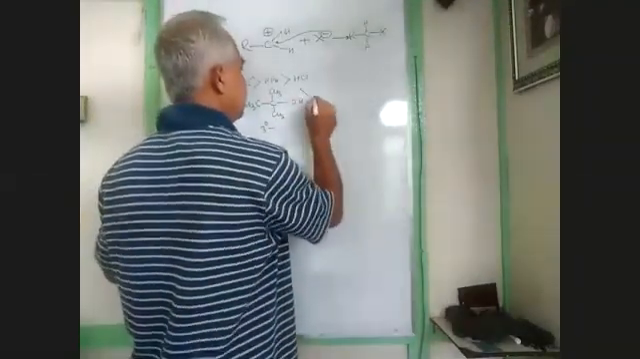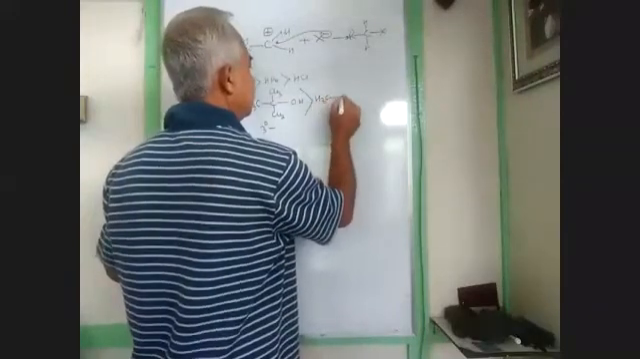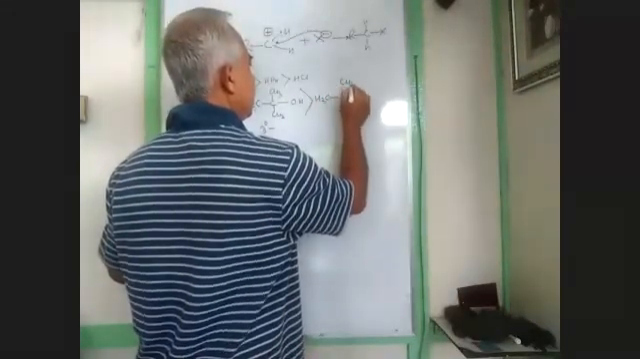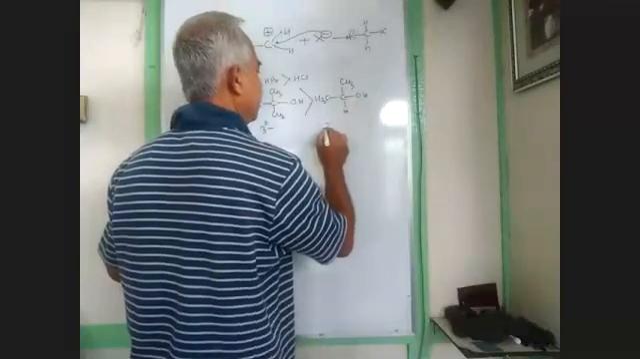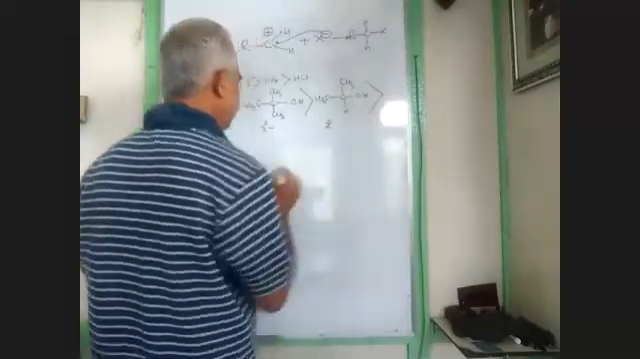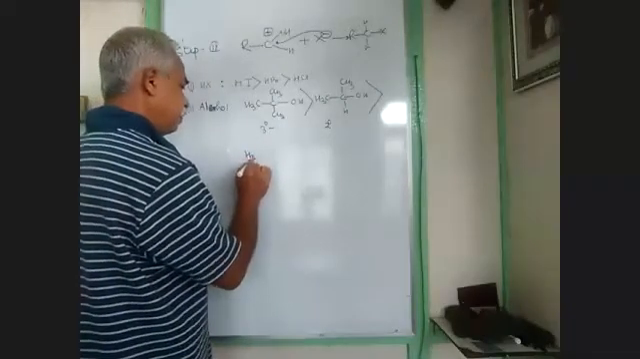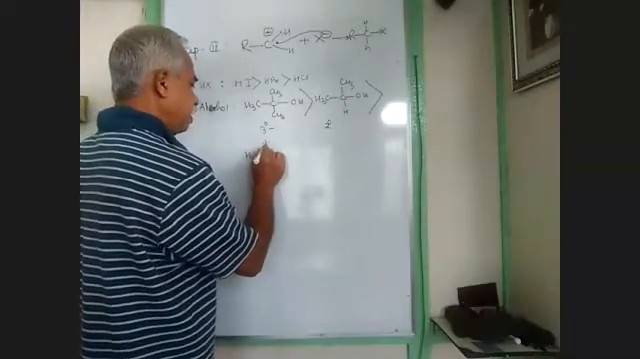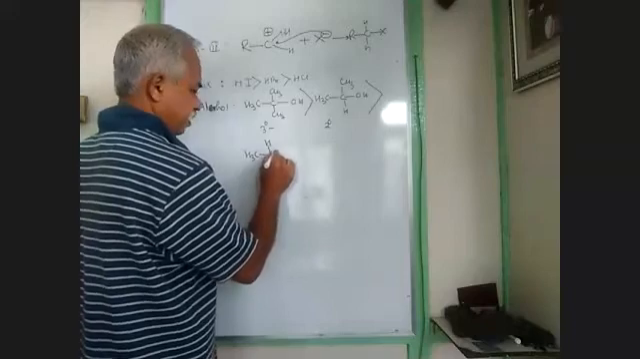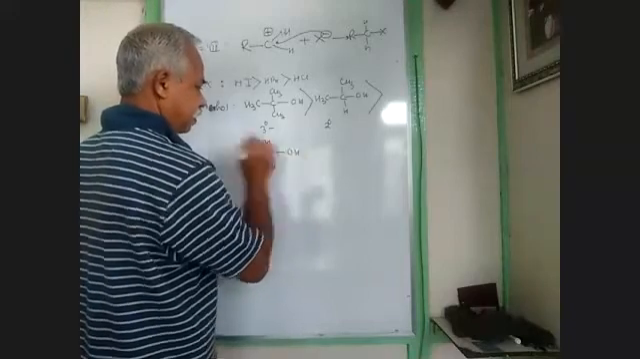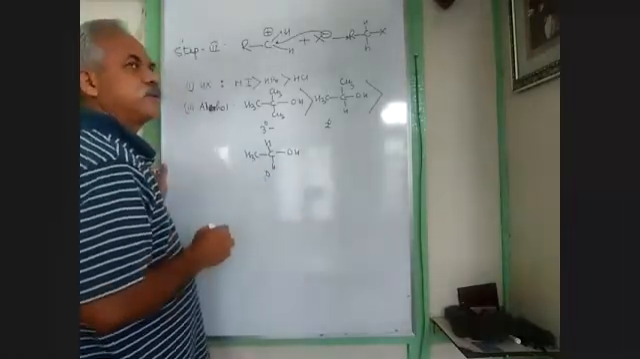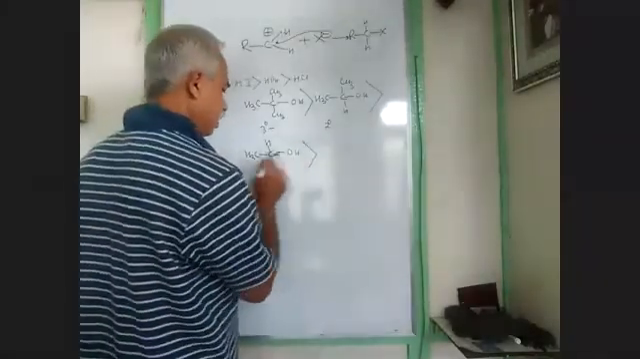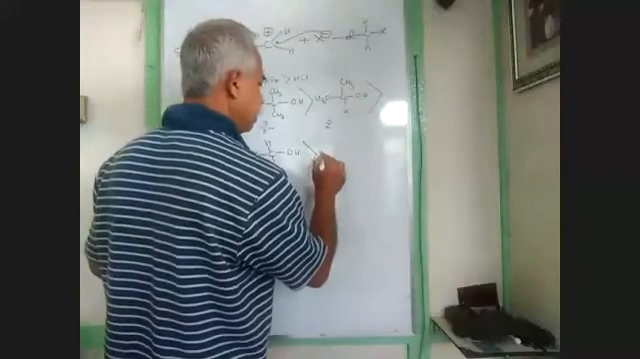Then followed by secondary, then followed by primary. Okay, primary. Next molecule I'm going to write, that is also primary, but it will not have any alkyl group.